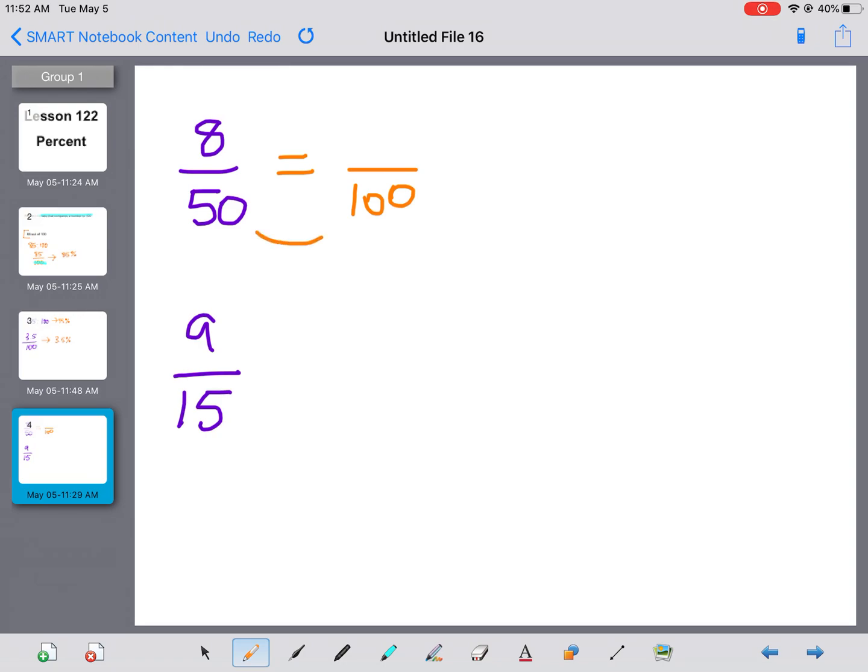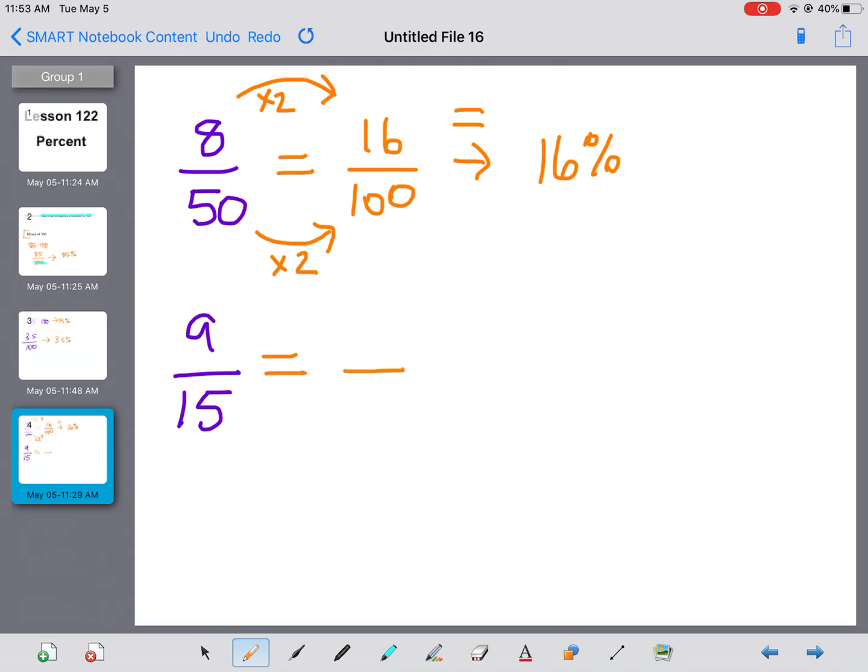You can use what you know about equivalent fractions. This is a nice simple one. What was being done to the 50 to get it to 100? It was being multiplied by 2. So all you have to do is multiply your 8 by 2, and you get 16 out of 100, which is equal to 16%. So all you have to do to change a ratio into a percent is put it into a ratio that has a denominator of 100.